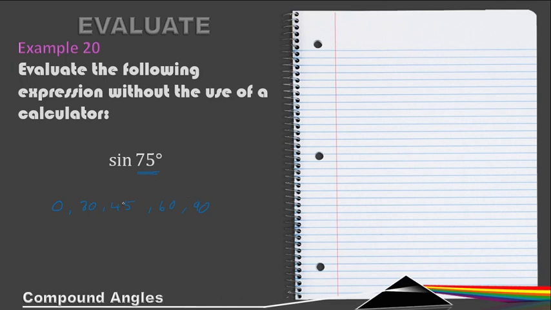I know that 30 plus 45 is equal to 75, so instead of 75, I can write 30 plus 45. And then I can expand this with my sine identity, where I say that sine 30 cos 45, same sign, which is plus, and then cos 30 and sine 45.